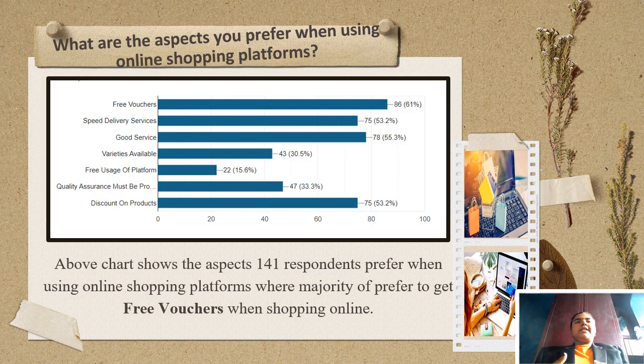The next question is, what are the aspects you prefer when using online shopping platforms? For this question, we have particularly chosen 7 aspects and provided them in our Google survey. The majority of the 141 respondents chose free vouchers as their main aspect when using online shopping platforms. The responses we got for this question are presented in the bar chart given.